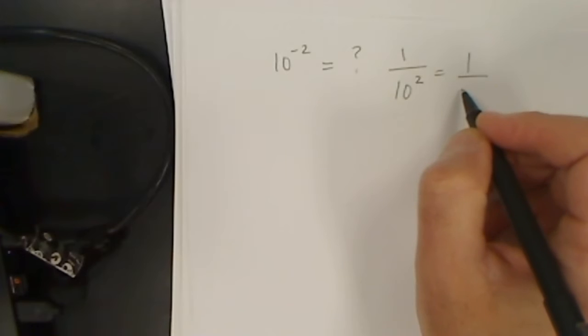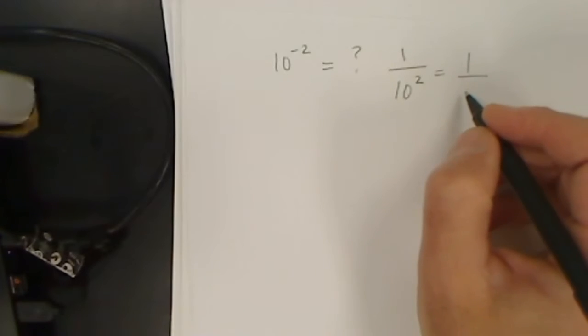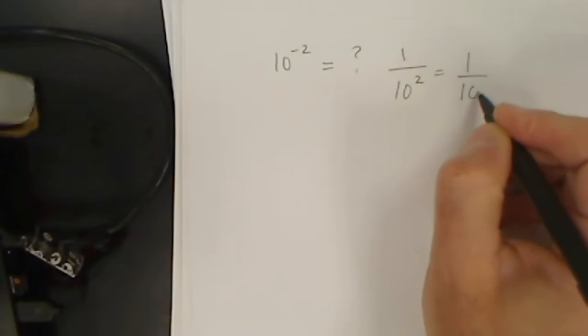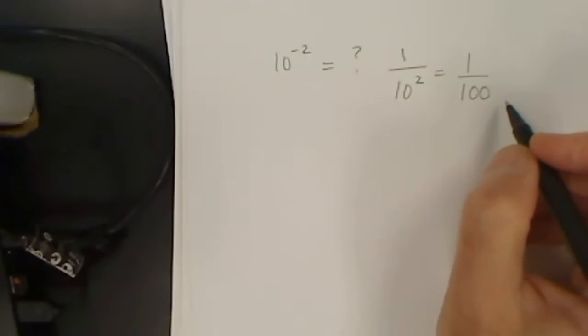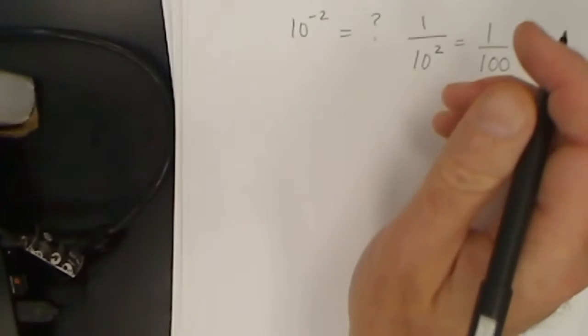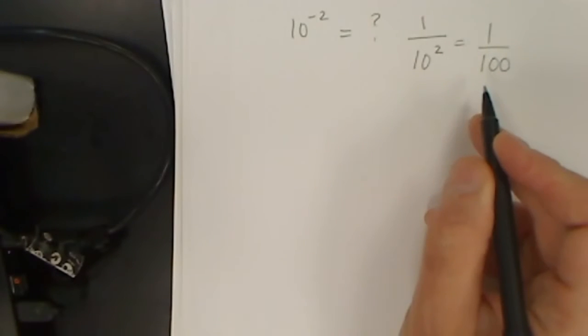What's 10 to the second power? 10 times 10. So 10 to the minus 2 is going to be equal to 1 over 100. Yes, that's correct. 1 over 100, okay? So that's what negative power means.